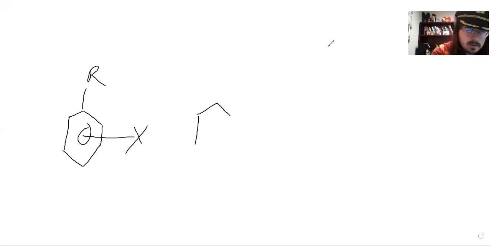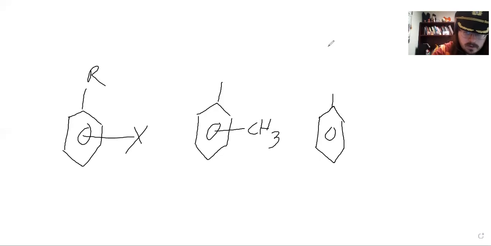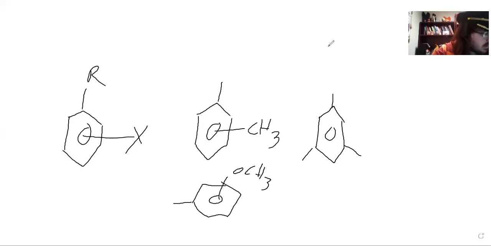So for example, you can have ortho, meta, and para xylene. A xylene is two methyls on a benzene. However, we could have mesitylene, which is only 1,3,5 substituted. It's a trimethylbenzene. Now, if you combine an alcohol with a toluene, and you can have various substitution patterns here, you could have a cresol. So ortho-cresol or meta.